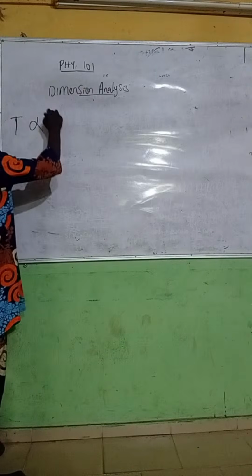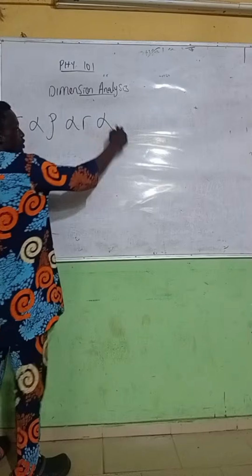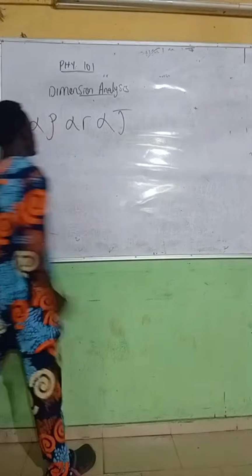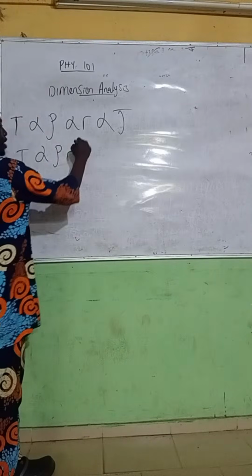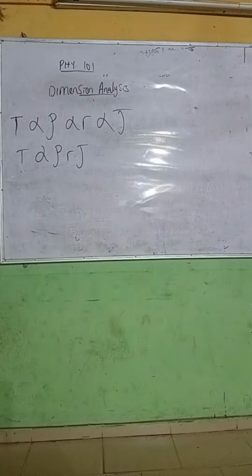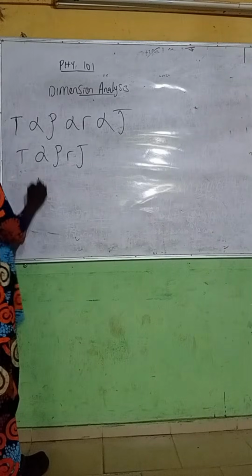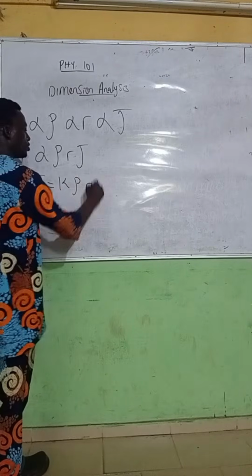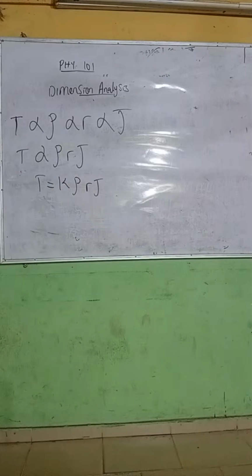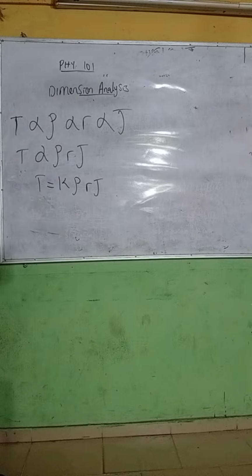Depends on what? Density, also depends on radius, also depends on what? Surface tension. So T depends on what? Density, R and what? Are we together? Do we get that? So yeah, we can say T equals to what? K P R T. Is that clear? Anything we want to do, we are not touching K. K will just stay there till we end because it's constant.